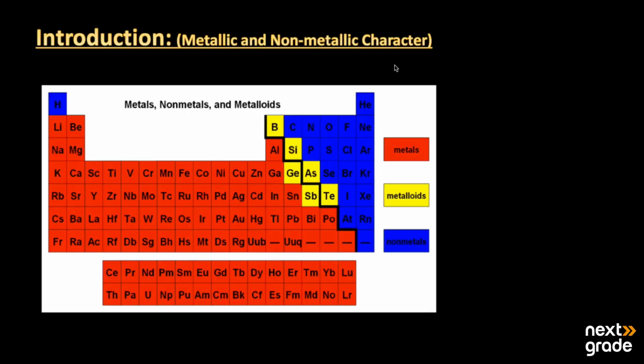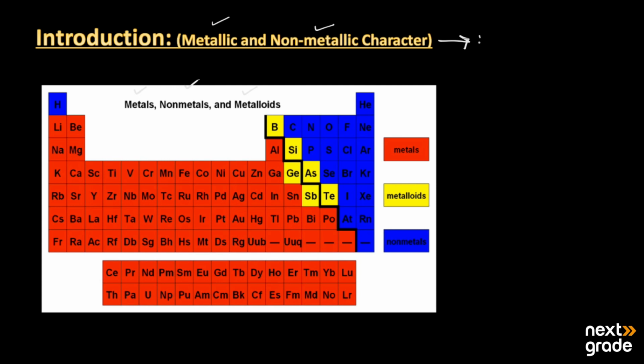In today's lesson, we will discuss the metallic and non-metallic character of the elements. As we have already learned, the periodic table has divided the elements into three categories: metals, non-metals, and metalloids. Here we will discuss the metals and non-metals.